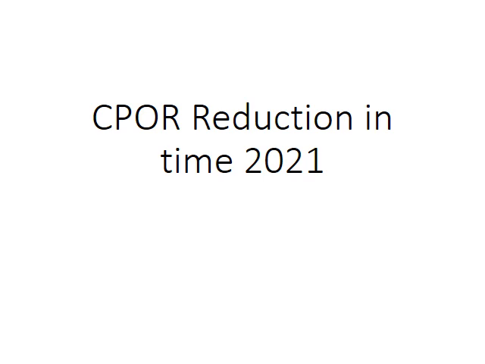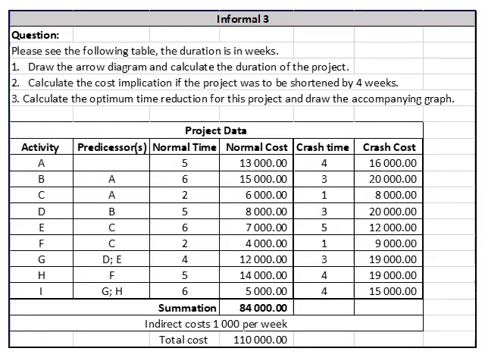So I'm just going to go through the steps whenever calculating the crash time, the reduction in time, and the cost of that. So let's have a look at the question first. Please see the following table. The durations are in weeks. Draw the arrow diagram and calculate the duration of the project. And then the second question is: calculate the cost implications if the project was to be shortened by 4 weeks.